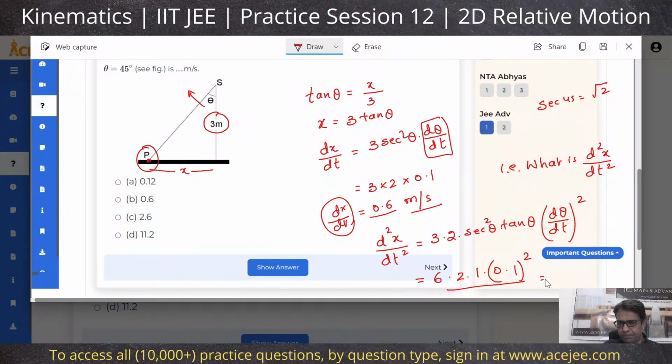Okay, 0.12 meter per second square. Any questions, any doubt there? No, sir. Chavi, beta? Yes, sir, perfectly clear? Yes, sir. On a scale of 1 to 5, where are we? Like 4. 4.